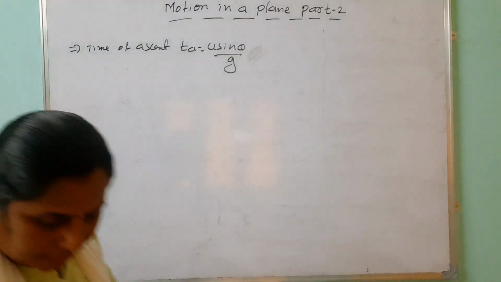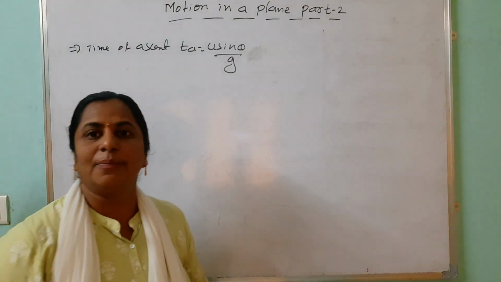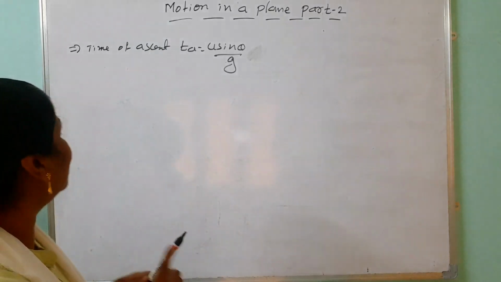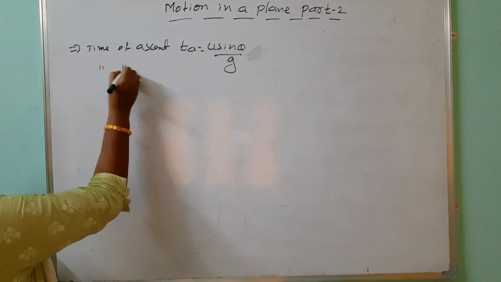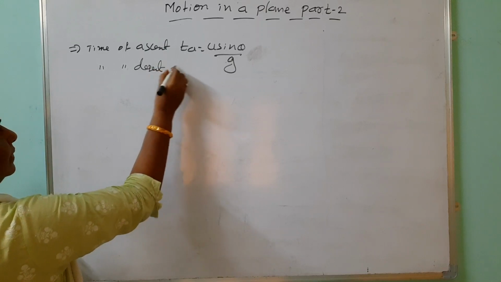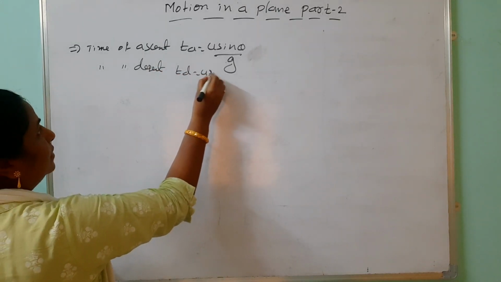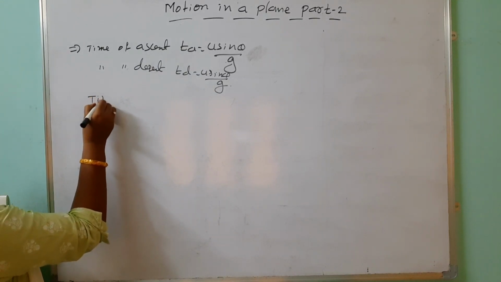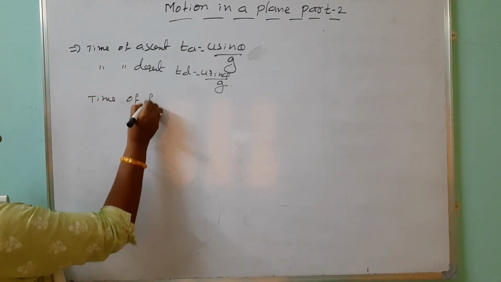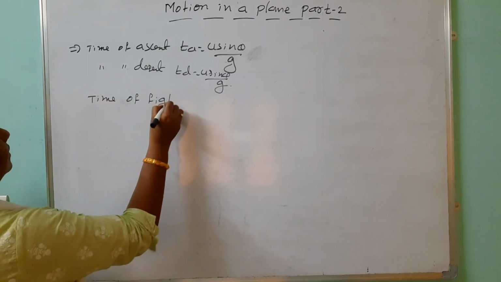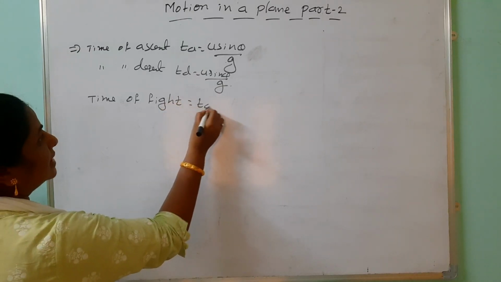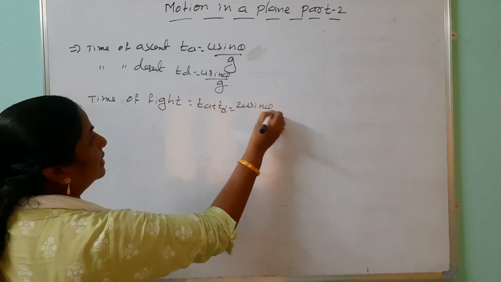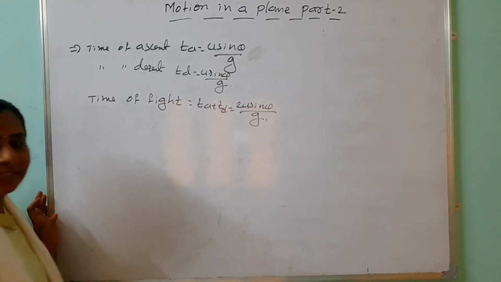But what is the time of descent? The time taken by the projectile to reach the ground from the maximum height is called the time of descent. Here also the time of descent is the same, TD equals u sin theta by g. Then time of flight, the total time to stay in air, is nothing but time of ascent plus time of descent. How much? 2u sin theta by g.